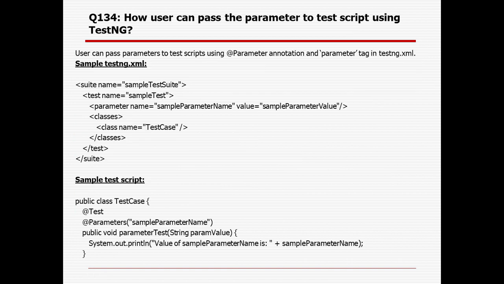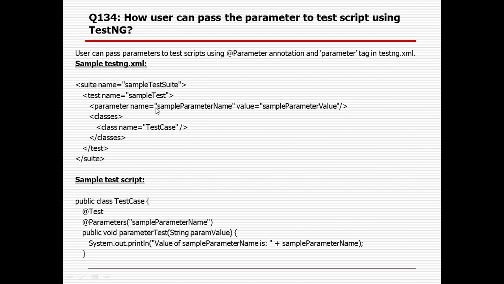How can a user pass a parameter to any test script using TestNG? A user can pass a parameter to any test script using the parameters annotation and the parameter tag in the TestNG XML. That is the syntax of TestNG. First you need to give the suite name, then the test name. You can give any test name, then the parameter name and the value. Then under the classes tag, you give the class name, and then end with the classes tag, the test tag, and the suite tag. So that is the basic syntax whenever you are creating any XML file.